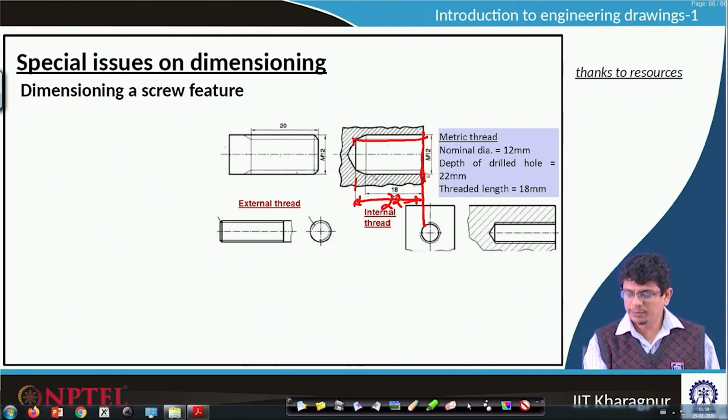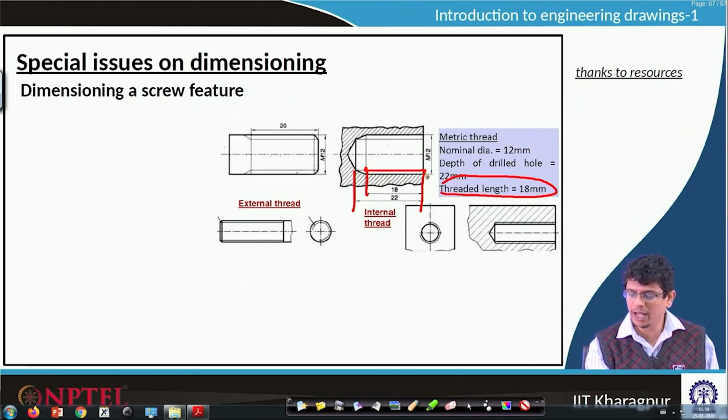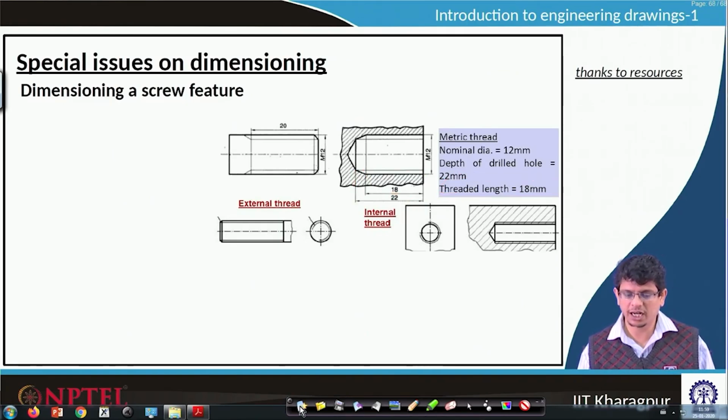And thread, perhaps the object size is up to that, a hole might be created up to this level, but threading is done up to this level only. So, in that case the thread length, 18 mm, also has to be shown. This is the 18 mm. This is the way threads and special screw features we will show.